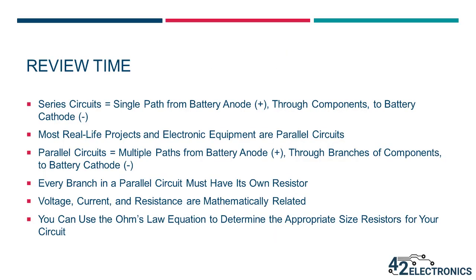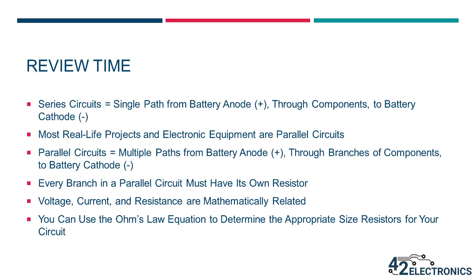Before you move on to the activities, let's take a few moments and review the concepts we discussed in the last two videos. First, series circuits are the simple circuits you built back in Lesson A2. They consist of a single path from the positive charge of the battery, known as the battery anode, through the components onto the negative charge of the battery, known as the battery cathode.